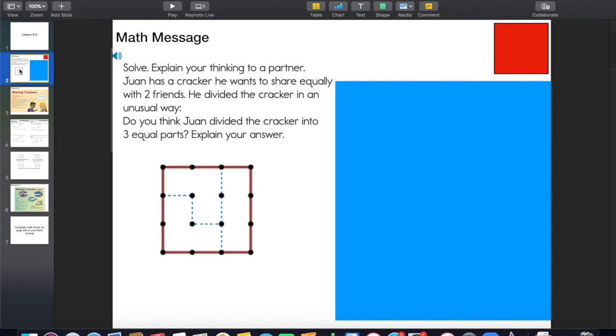Juan has a cracker and he wants to share equally with two friends. He divided the cracker in an unusual way. Do you think Juan divided the cracker into 3 equal parts? Explain your answer.